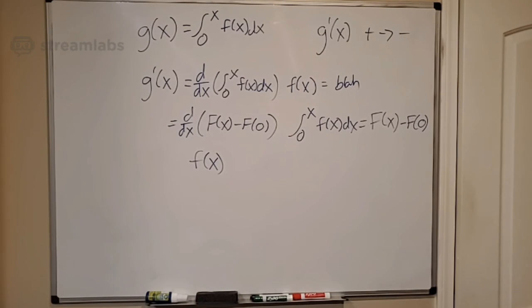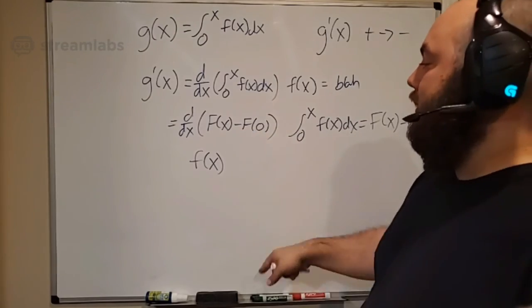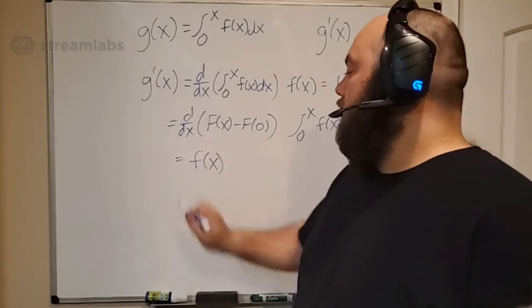Zero. Why is it 0? Because you get a value, and the derivative of a value is 0. So that's a constant. The derivative of a constant is 0. So g prime of x will be equal to, in our case, f of x.